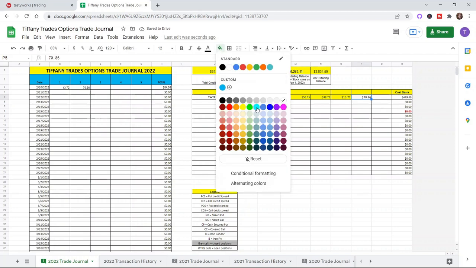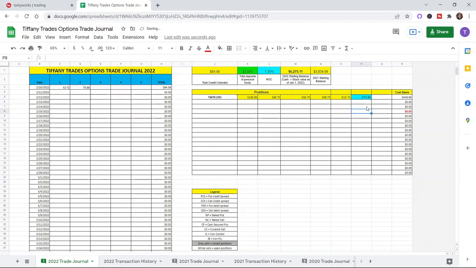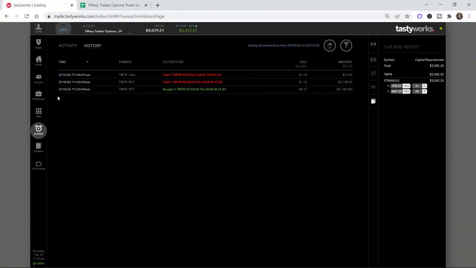I use yellow for puts and blue for calls, but there's no prescribed rhyme or reason. It's just the colors that I selected. So now the total amount of credit I've collected on the position is $449.69.